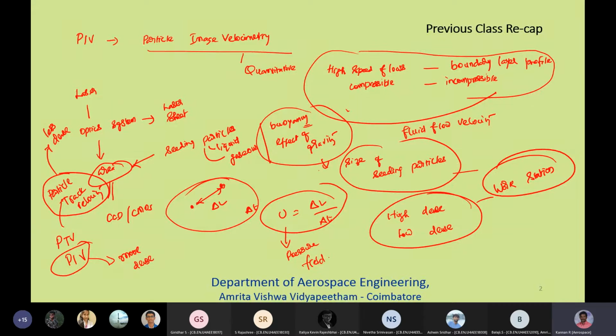This is a simple recap of the PIV technique we have seen. Inherently, the long exposure time and those things are there. We will see that. You can go and read it, and if you have any questions, you can come back to me. Please don't keep quiet, please discuss. Otherwise, it's very tough for me as well as for you.